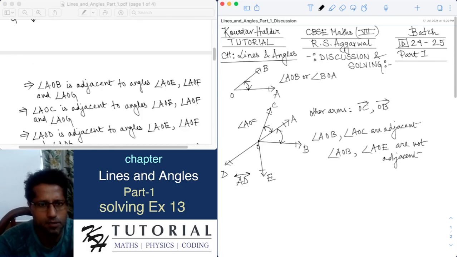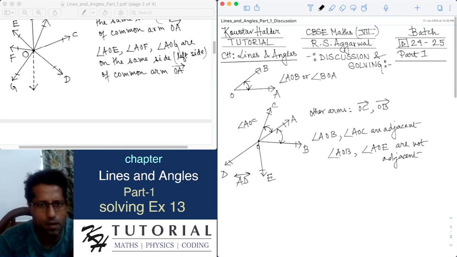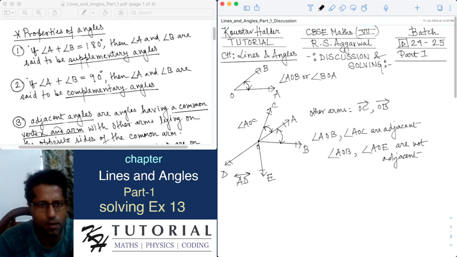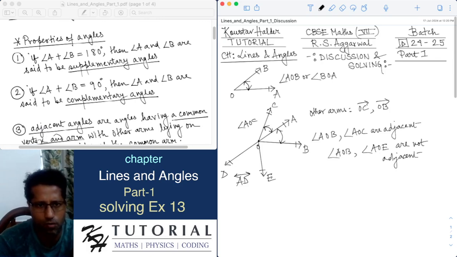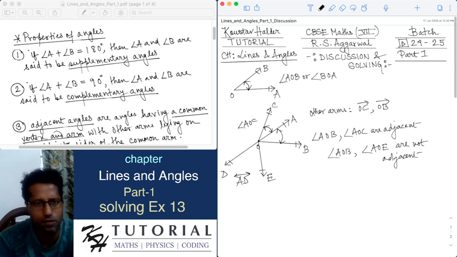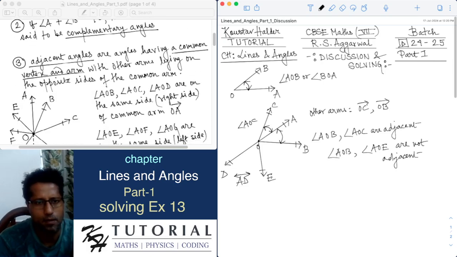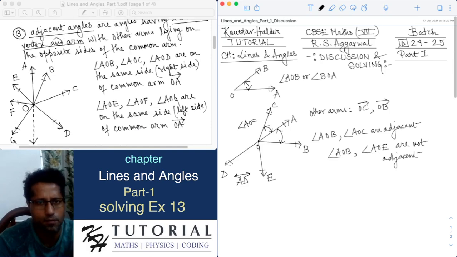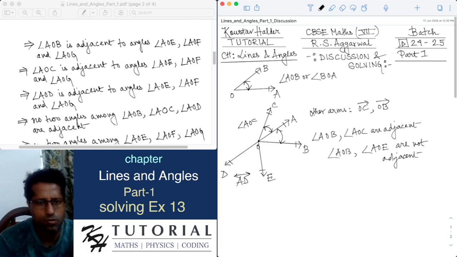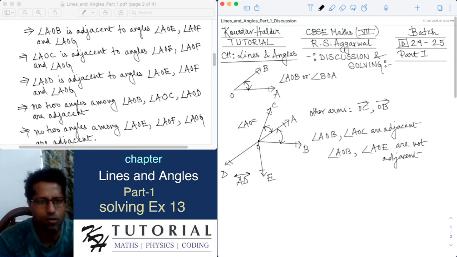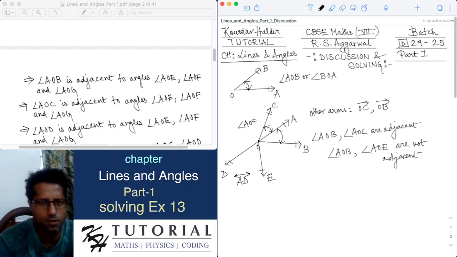Okay, let's see what is next. You can pause the video and take a screenshot of my notes if you think it will be beneficial for you as a future reference. So these are some examples of angles which are adjacent and angles which are not adjacent based on this diagram.